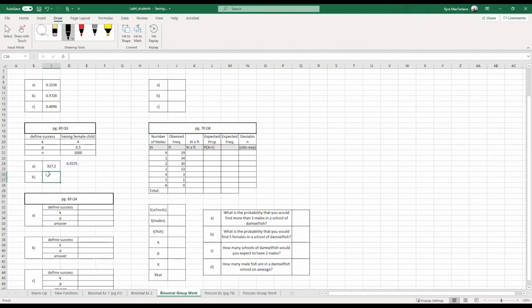For B, we're asking how many families would have no daughters. So that's just the complement of that, right? To bring it back to probabilities, the opposite of that. If 937.5 families would be expected to have at least 1 female child, that means the remaining number we would expect to have no female child or have only sons.